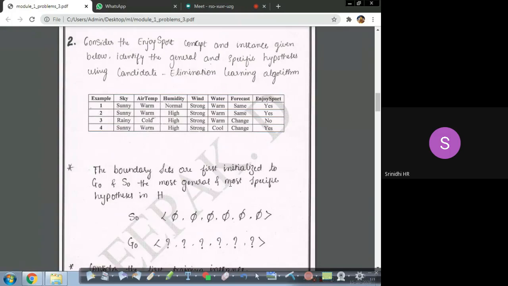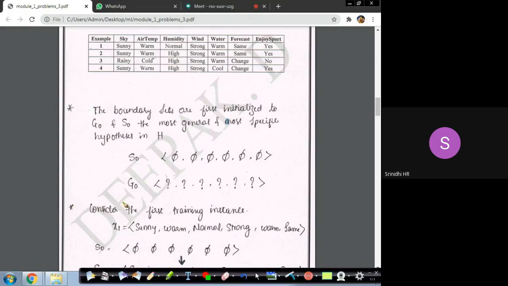So first, I'll be considering two things here. One is your general hypothesis and the other is your specific hypothesis. What is my general hypothesis? G naught. All attributes are denoted by question mark. And your specific hypothesis is denoted by null symbol. Let's go ahead with the example. I have my first instance here, my example 1. Is it a positive example or negative example?